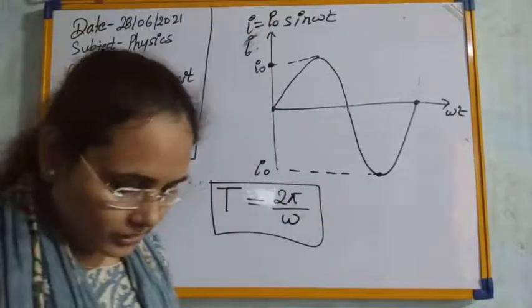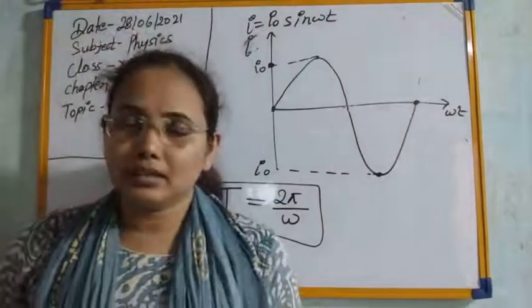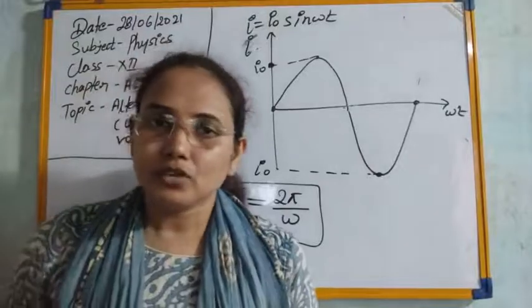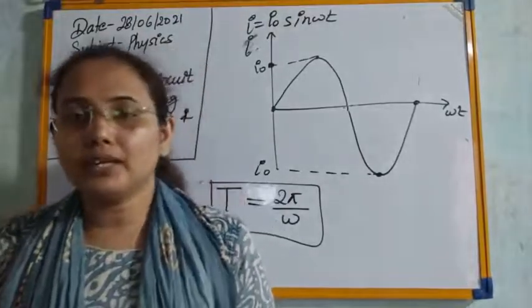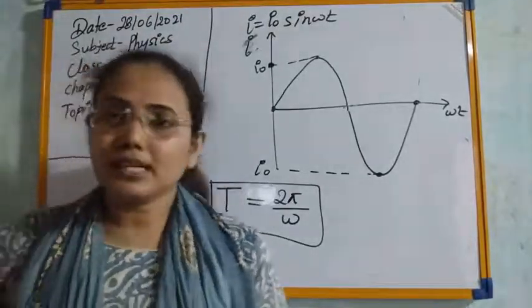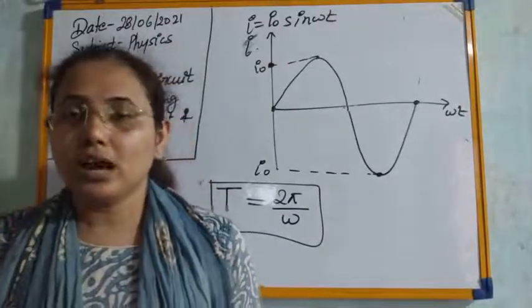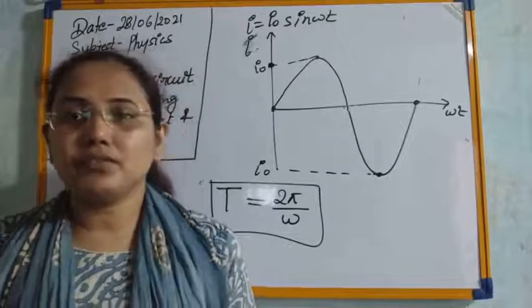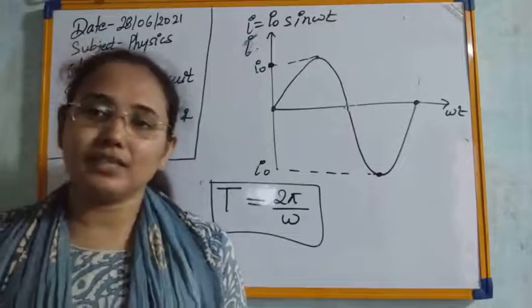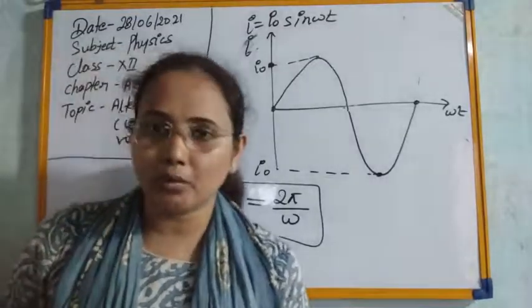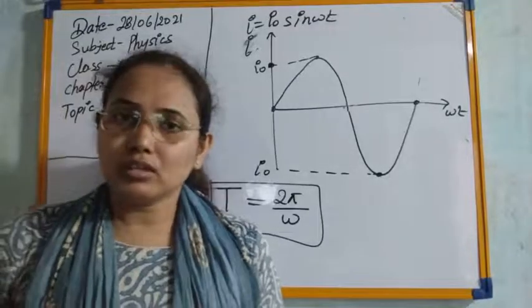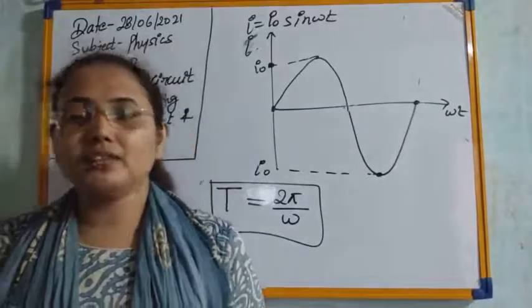Next definition here is for the frequency. Frequency is the reciprocal of the time period, meaning in 1 second, if we want to see how many revolutions are completed, that is known as the frequency of oscillation, frequency of a wave, or frequency of any body that is revolving. In that way we can define the frequency here.